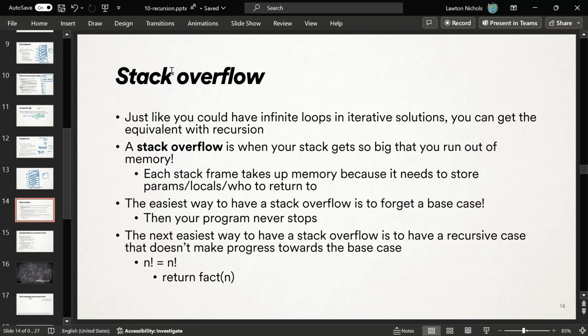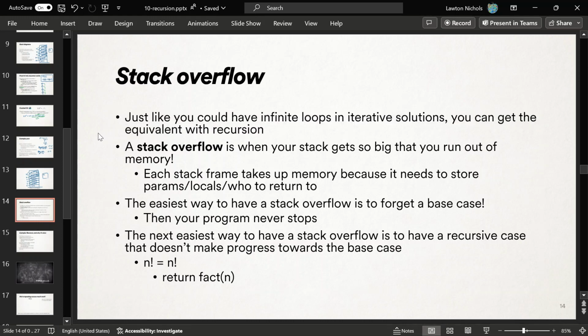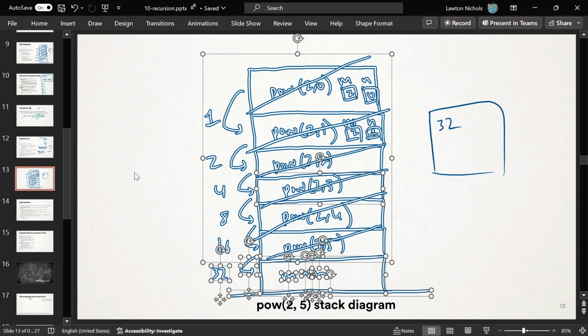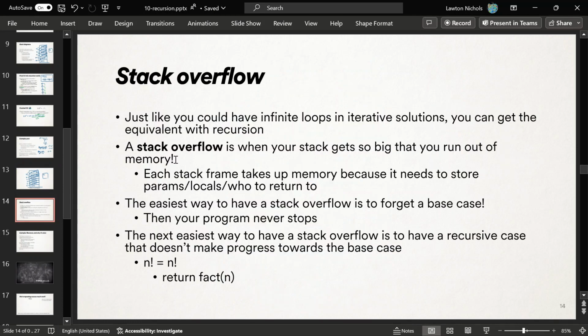When you have an infinite loop, just like for iterative solutions, you can have an equivalent infinite loop with recursion. That just means you keep calling yourself forever until the end of time. Every call to a function takes up memory, since you need room for your parameters. So you cannot have a program last forever if it has an infinite recursive loop, because it will call itself so many times that you run out of memory to make the next call. You can't have that much stuff on the stack. It will run out of memory. That's called a stack overflow.